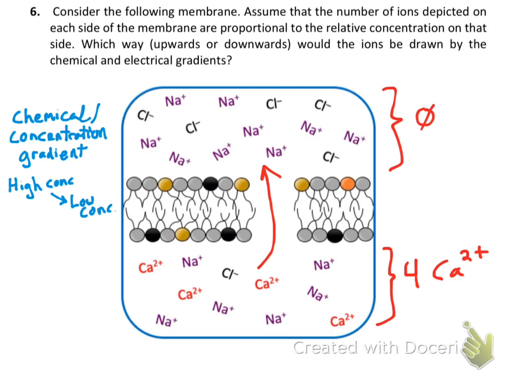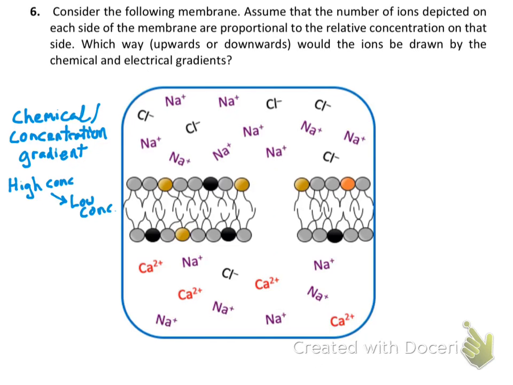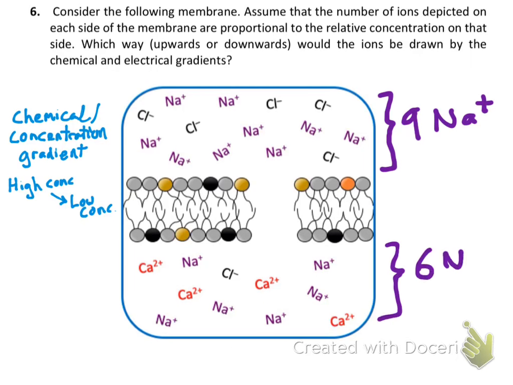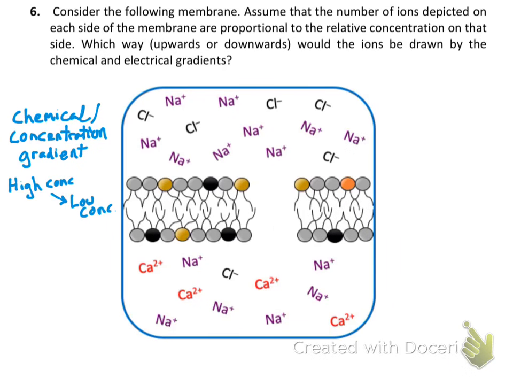Okay, up next, let's do sodium. On the top, we have 1, 2, 3, 4, 5, 6, 7, 8, 9 sodiums. And on the bottom, we've got 1, 2, 3, 4, 5, 6. So, the concentration gradient is going to be from higher concentration to lower concentration. So this is going to move downward. Then finally, let's do chloride. Okay, so we've got 1 chloride down here on the lower side. And on the upper, we've got 1, 2, 3, 4, 5.